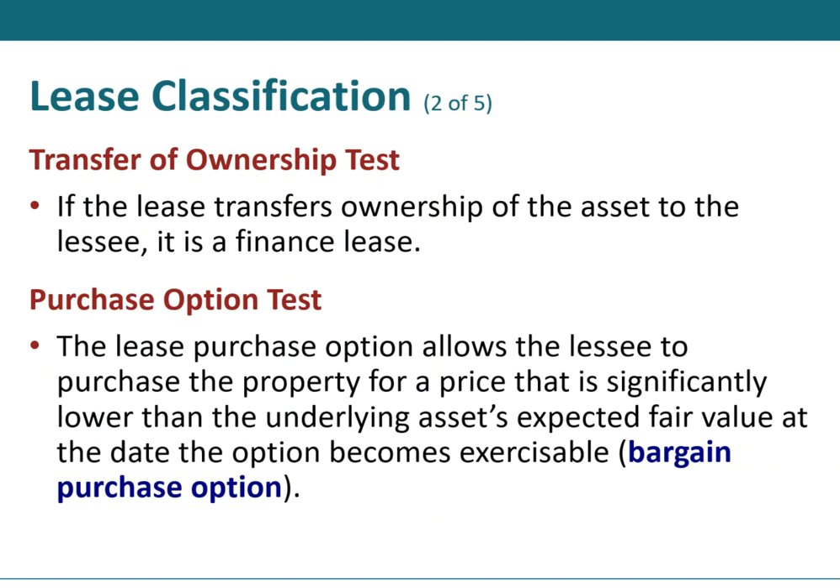The second test is a purchase option test. The lease might not transfer ownership of the asset at the beginning of the lease, but if it includes a bargain purchase option, in other words, the lessee can purchase the property for a price that's significantly lower than the underlying asset's expected fair market value at the end of the lease, we refer to that as a bargain purchase option. And again, it's essentially a sale. It's just the transfer is not happening until the end of the lease term.